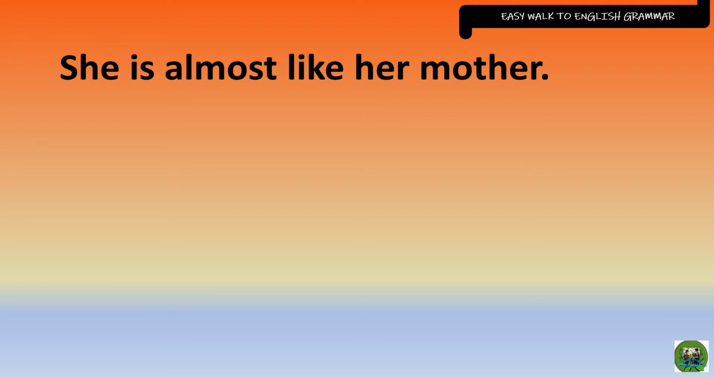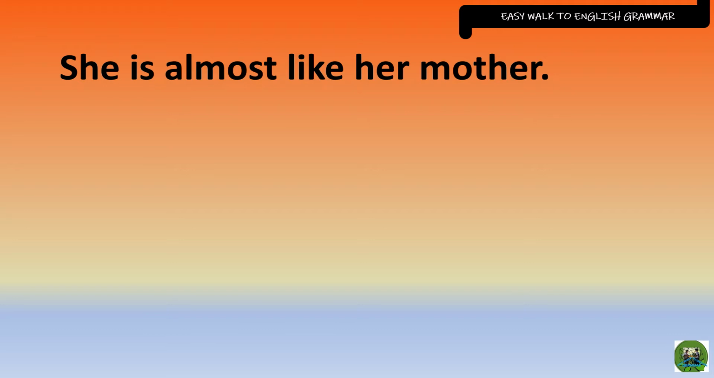Here we can see a sentence. She is almost like her mother. You know the meaning of the sentence: she resembles her mother. She looks like her mother. She also has some physical features of her mother. She is almost like her mother. So what does the word like mean here? It means similar to.